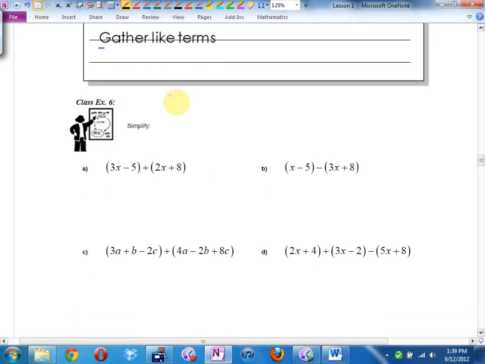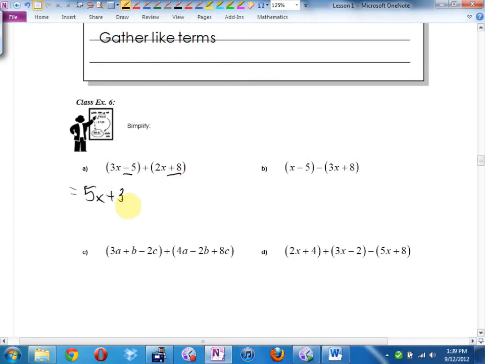I'm going to go 3x plus 2x and I'm going to go negative 5 plus positive 8. Actually, I'm not. I'm going to go 8 take away 5, because negative 5 plus positive 8 is the same as 8 take away 5. But I'm telling you, 8 minus 5 is way easier to do in my head. I told you there's a non-calculator section on your provincial. Did I? Yeah? Okay.